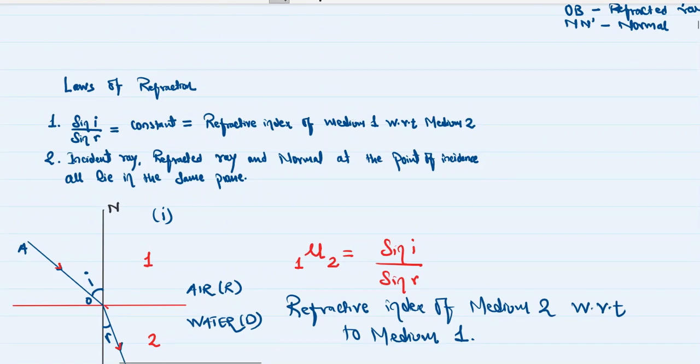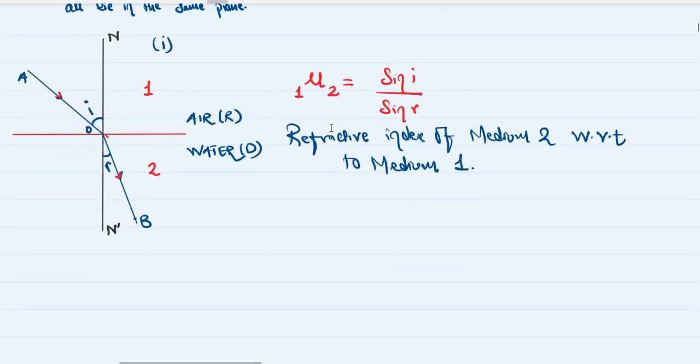Here again I would want to change the statement. Here it should be refractive index of medium 2 with respect to medium 1. What is medium 2? Medium 2 is the medium in which the ray of light is entering, and medium 1 is the medium from which the ray of light is coming, right? So the ray of light is coming from air and entering into water. So air is medium 1 and water is medium 2.